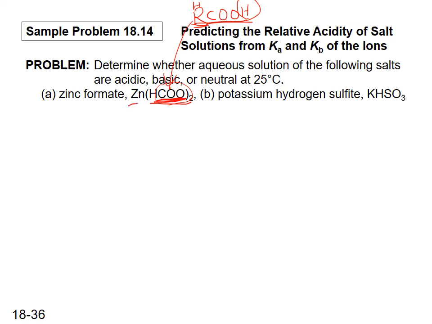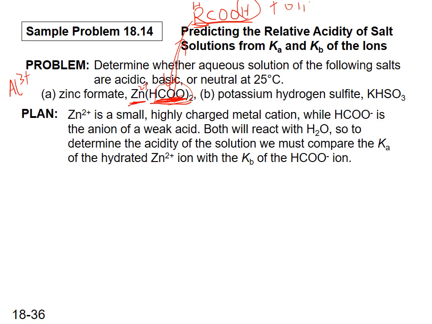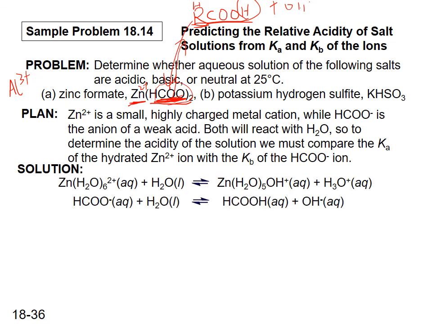Since it comes from a weak acid, it will hydrolyze back. So there's a reaction that goes back to the acid and generates hydroxide. We need to write the reaction later. Now zinc is a metal that is similar to aluminum 3+. So zinc is 2+, small and highly charged, and so it also hydrates and forms hydronium ion. So here are the two reactions.